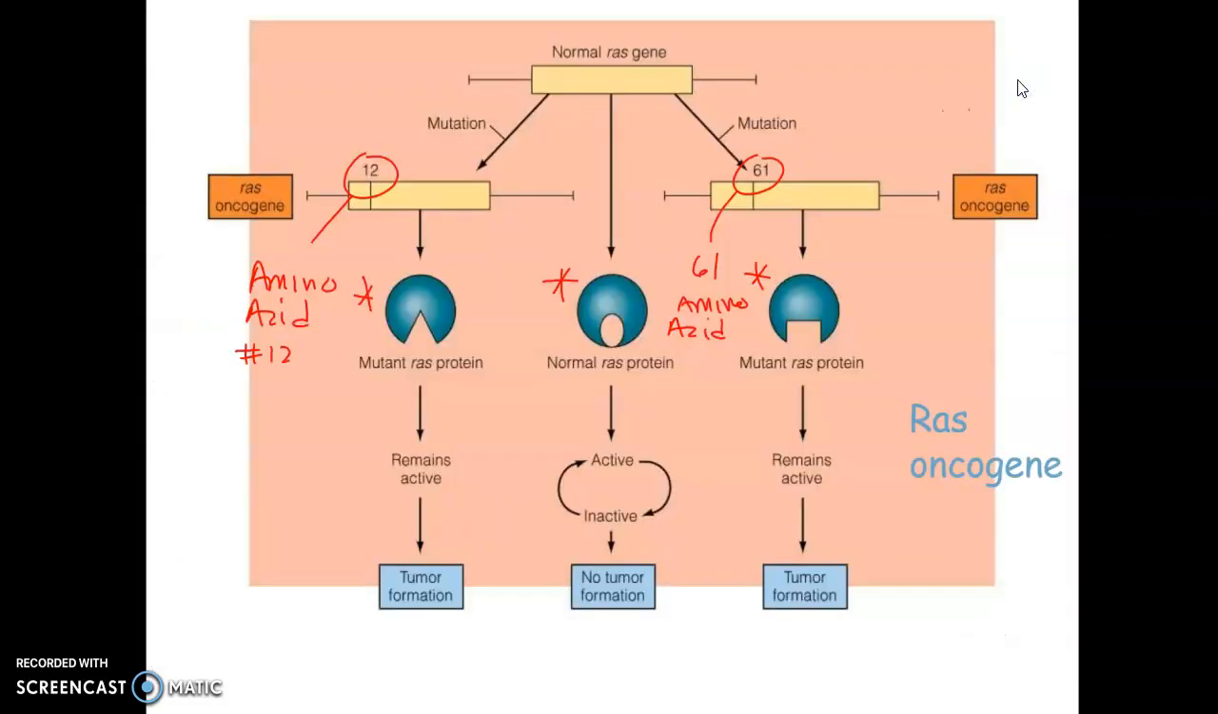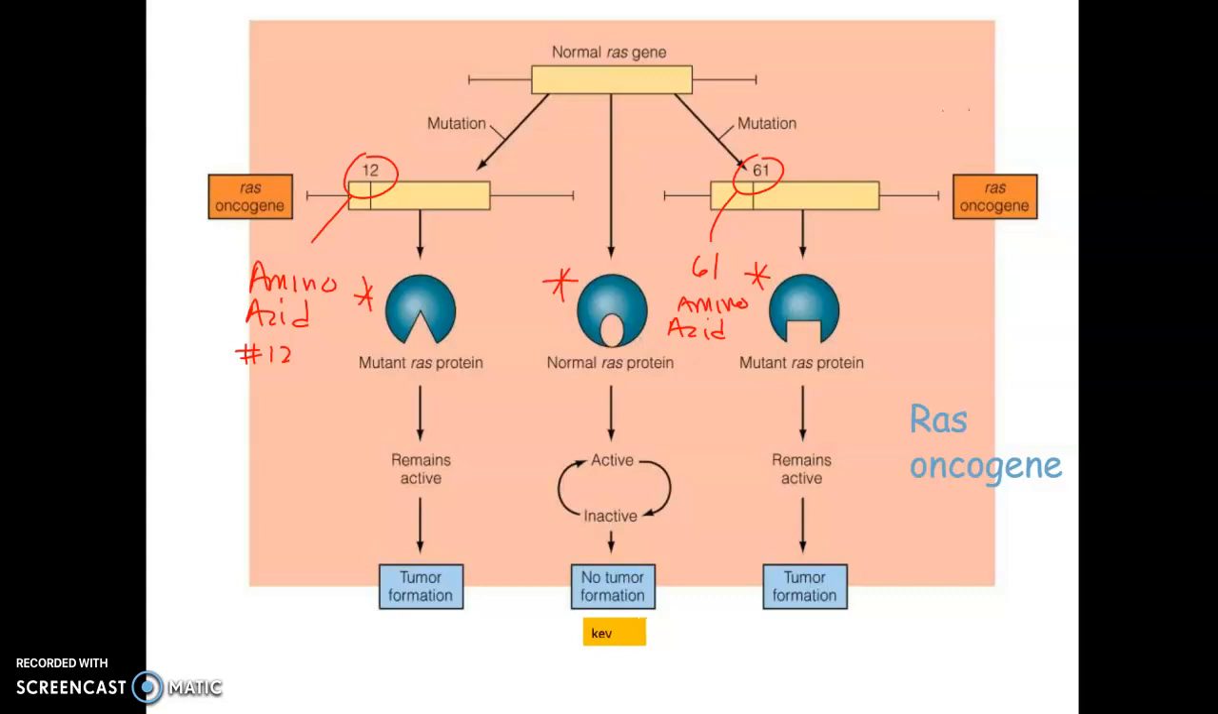Now, how do you get the RAS not to work properly? So this is like our last example. Here's that RAS again. Now, RAS can have two primary mutations. Again, we can see here that it can be amino acid number 12, or it can be amino acid number 61. Now, usually what happens is you have an active and inactive form, and we have no tumor formation. And this is the key part right here. So this is key right there.